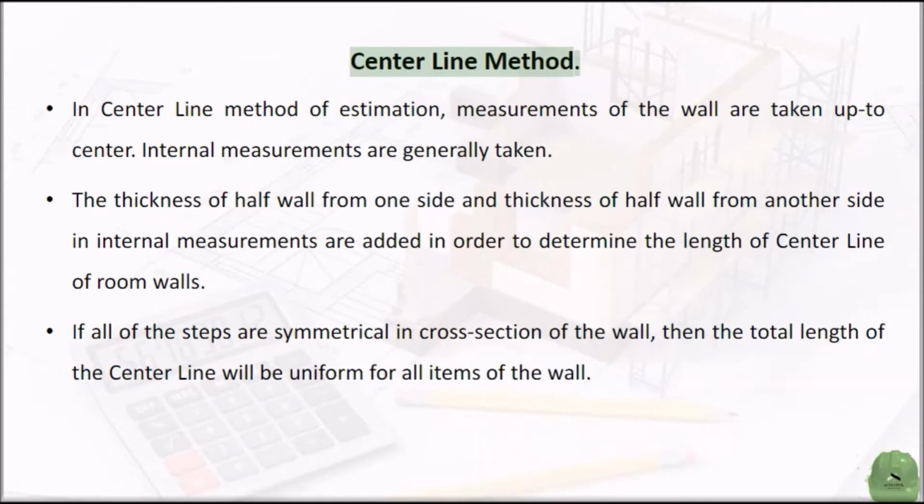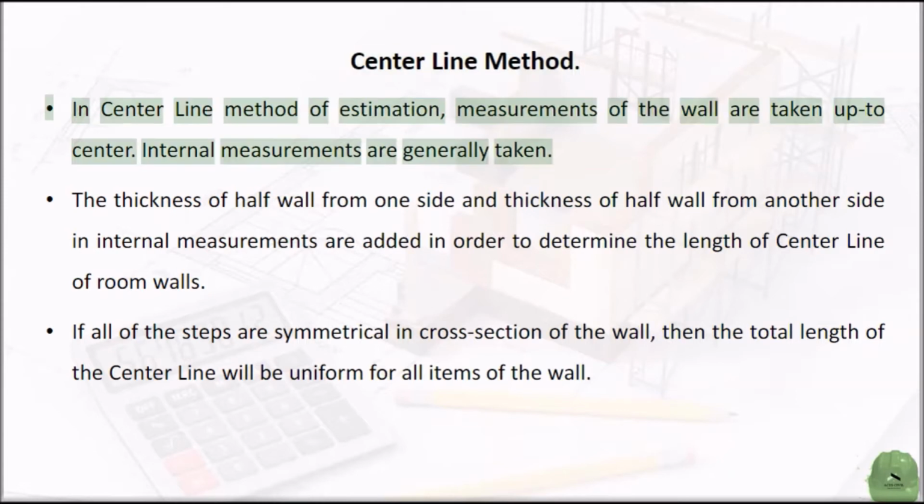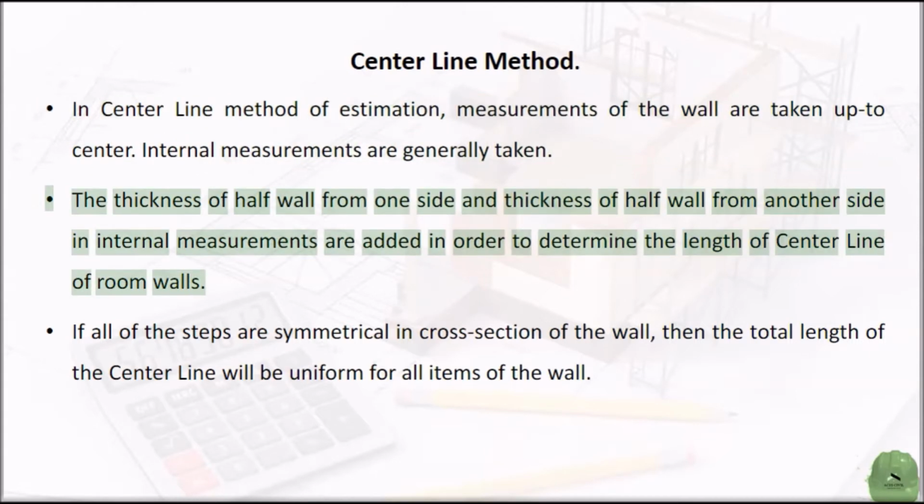Centerline method. In the centerline method of estimation, measurements of the wall are taken up to the center. Internal measurements are generally taken. The thickness of half wall from one side and thickness of half wall from the other side in internal measurements are added in order to determine the length of center line of room walls.